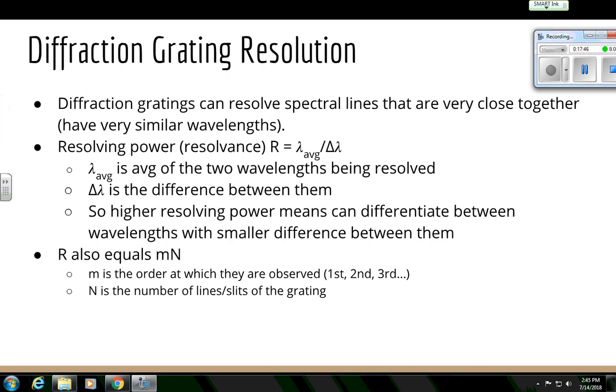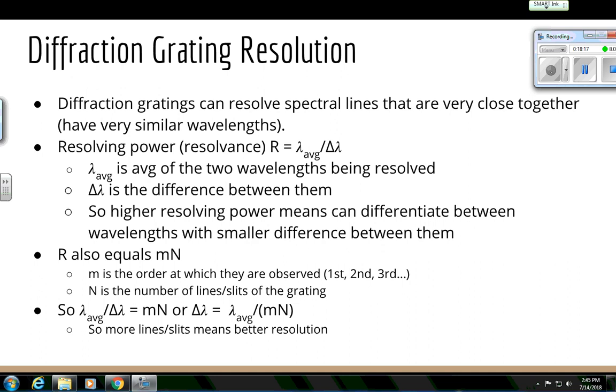where m is the order at which the spectral lines are observed. Remember, when light passes through a diffraction grating, you get multiple bright spots, and those are the different orders: first, second, third, fourth, and so on. N is the number of lines per slit. When we were doing the experiment in class with the green laser and trying to predict where the bright spots would be on the screen, I think we were using a diffraction grating that had something like 600 slits per millimeter. I mean, incredibly close together, and they can get even more fine than that.